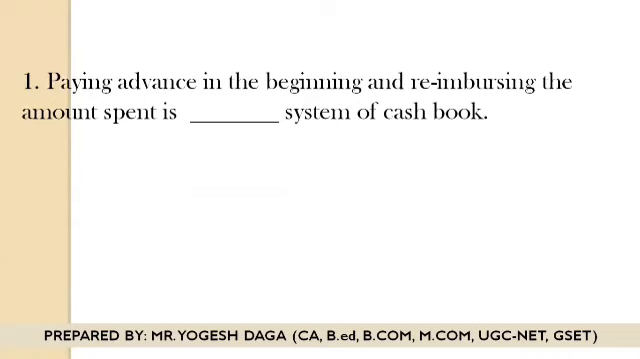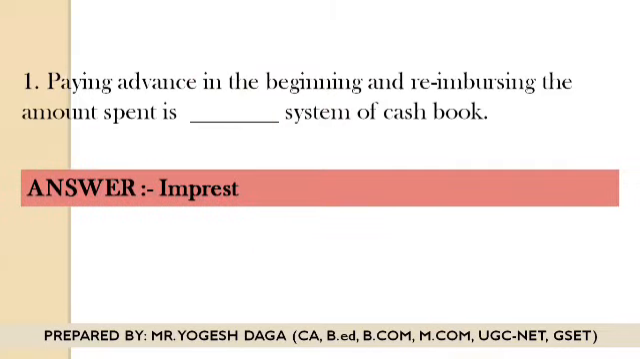So here the answer is: paying the advance in the beginning and reimbursing the amount spent is a dash system of cash book. So students, you know that this system of cash book is known as the imprest system. Yes, students, so the correct answer is the imprest system. Why is it an imprest system? Because in an imprest system, if some amount has been provided in the beginning and the petty cashier spends some amount, then at the end, the main cashier will reimburse the amount which has been spent by the petty cashier so as to keep the original balance the same. So paying advance in the beginning and reimbursing the amount spent is the imprest system of cash book.